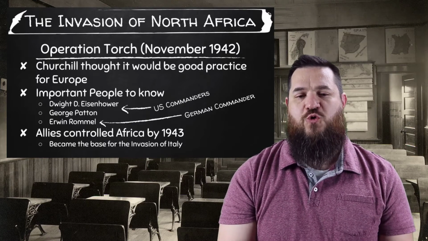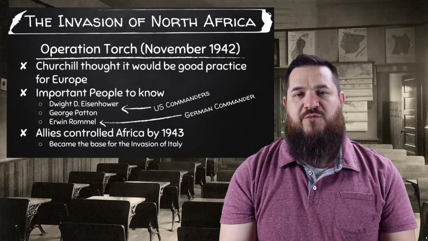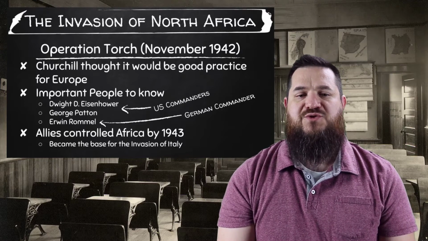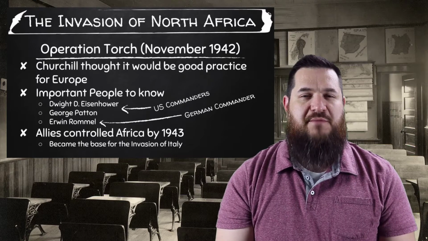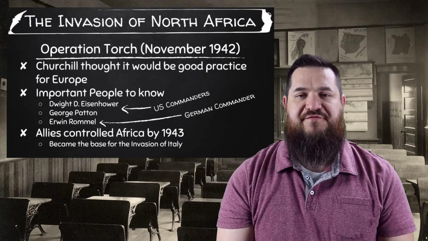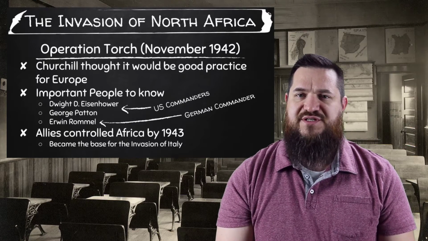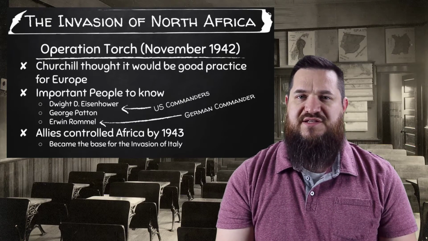In Operation Torch, there are three major names we need to know. Two of them are U.S. commanders, and one of them is a German commander. Dwight Eisenhower and George Patton basically made a name for themselves in North Africa. They were in charge and they did some serious butt whipping right out of the gate. Who were they fighting against?